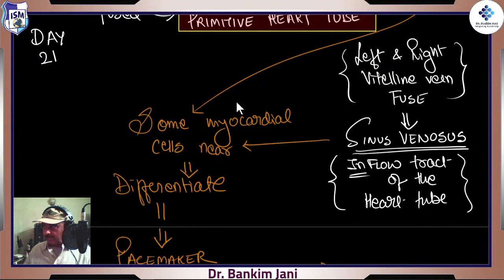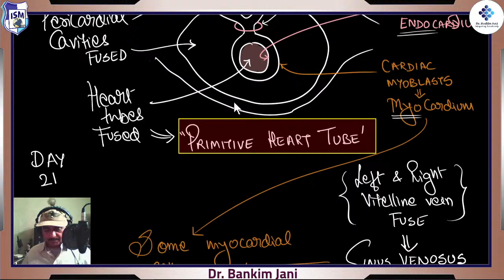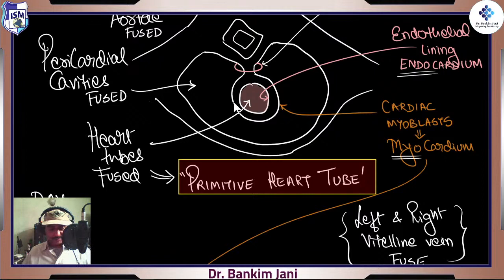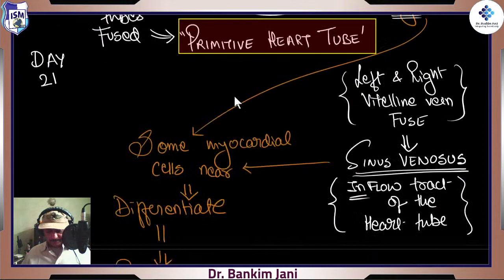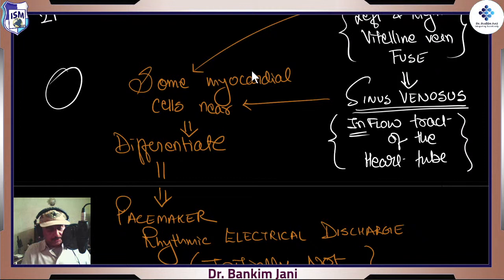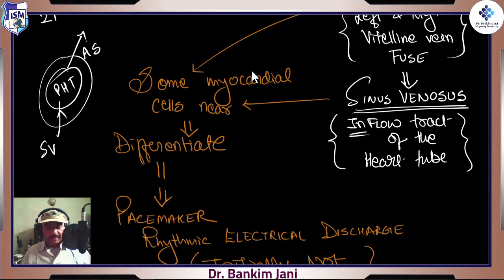So this is sinus venosus, which is our inflow. It goes into this primitive heart tube, which is surrounded by the pericardial sac. And then there is the dorsal aorta, and what we call the aortic sac, that is our outflow. So we can always write it like this: that's our heart tube, sinus venosus is in, and aortic sac is out. And this is our primitive heart tube, and there is the pericardial cavity.